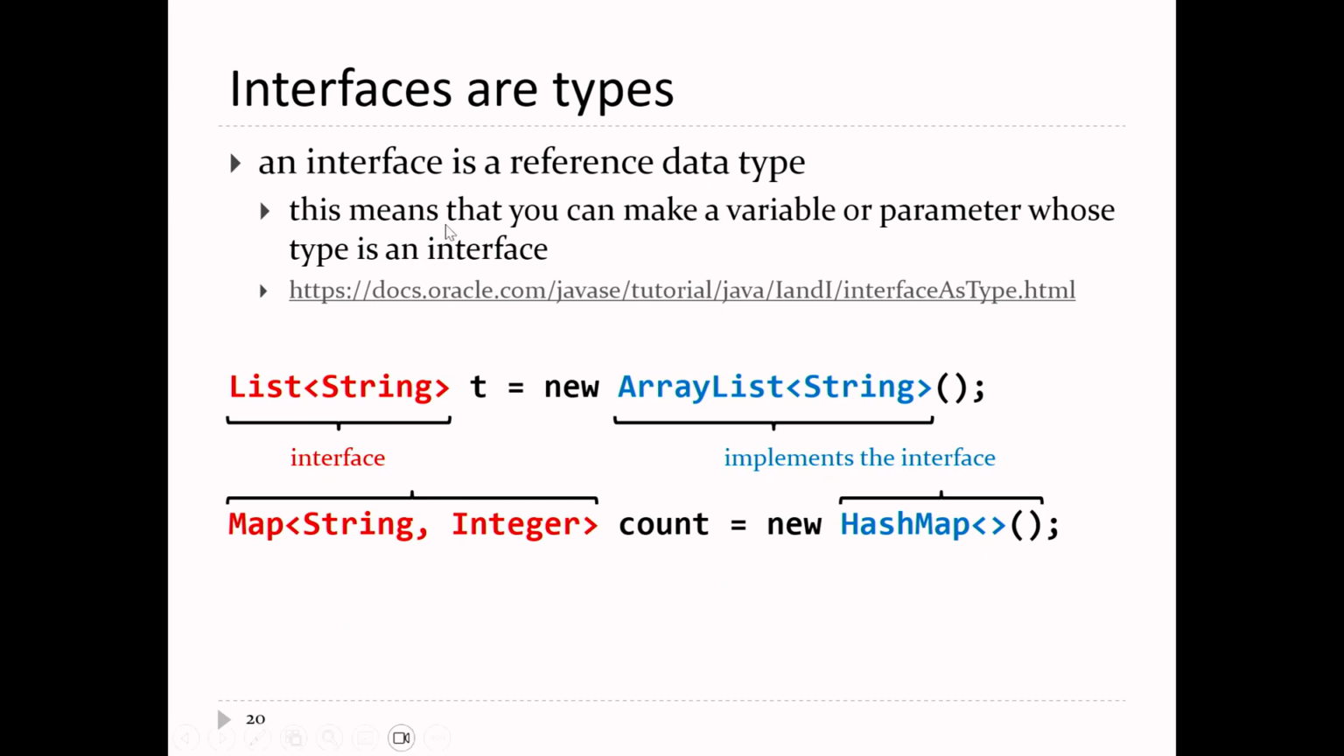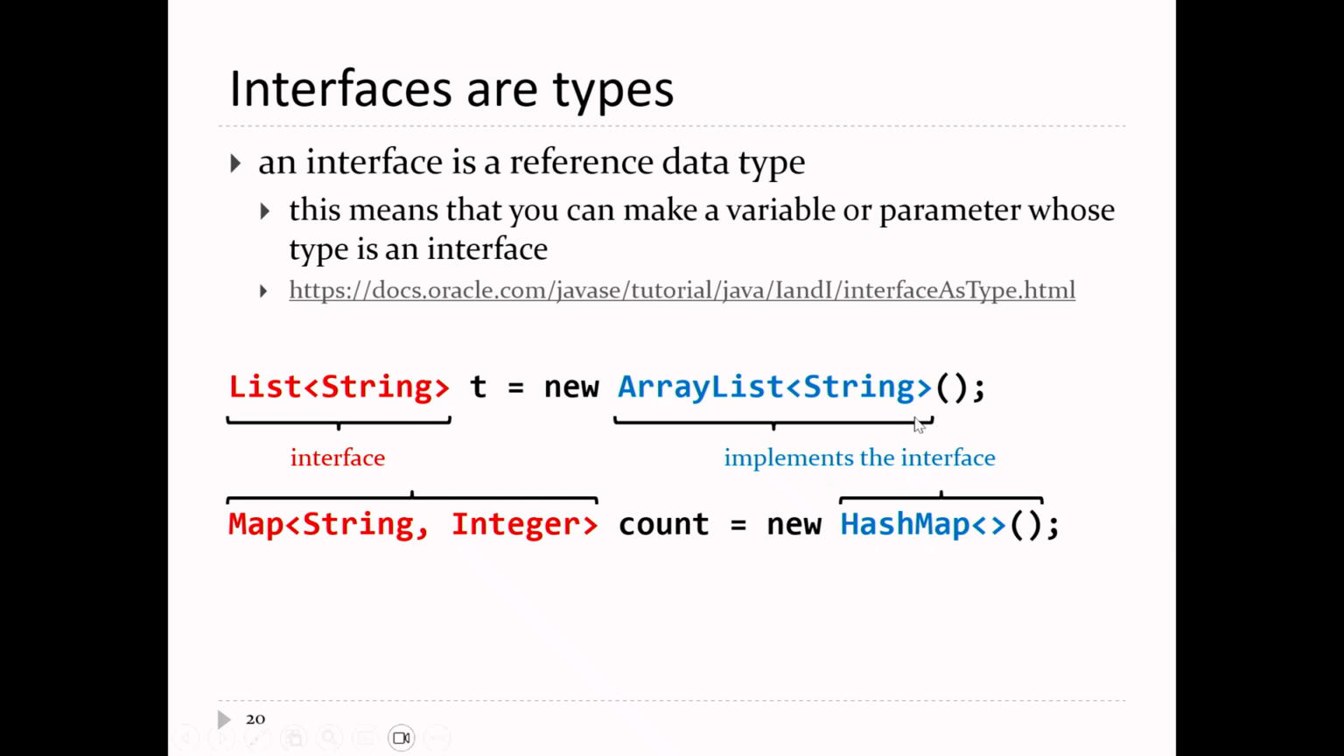So interfaces are reference types, and that means you can make a variable of that type. So when you make an array list, every time we've made an array list in the course so far, you've written ArrayList<T> t equals new ArrayList. It turns out you can write List<T> t equals new ArrayList. If you're making a map, before I told you about these interfaces, you would have written HashMap<K, V> count equals new HashMap. But it turns out you can just write Map<K, V> count equals new HashMap.